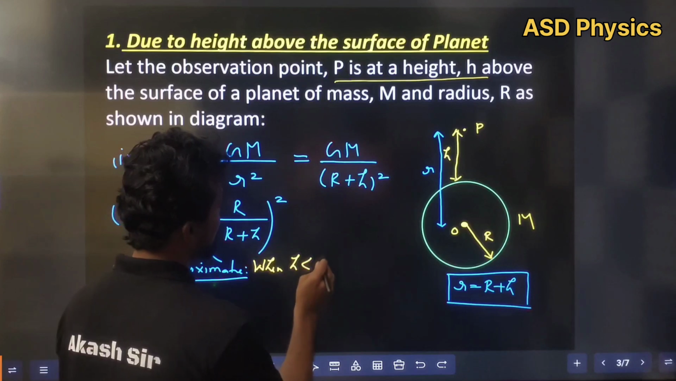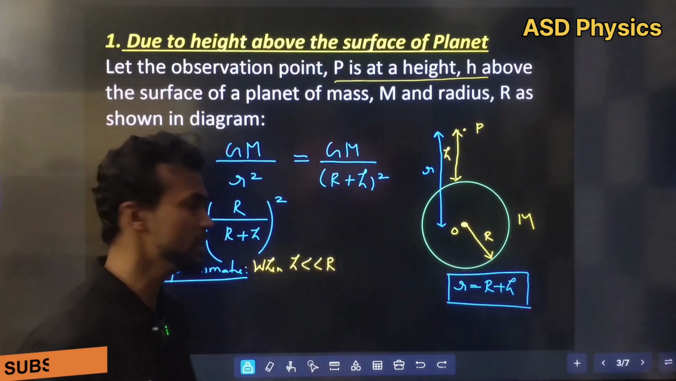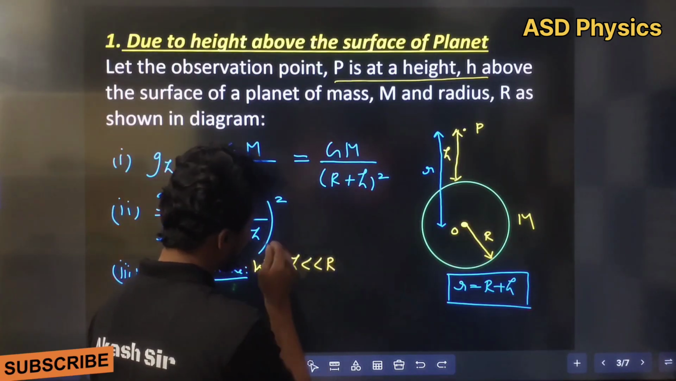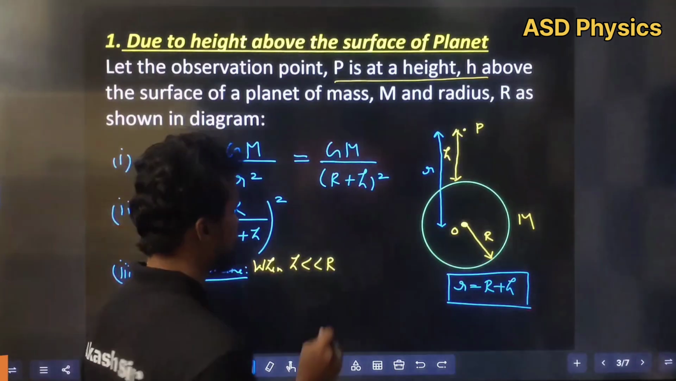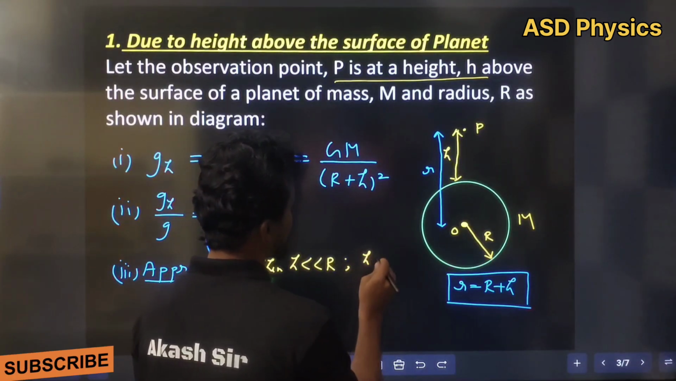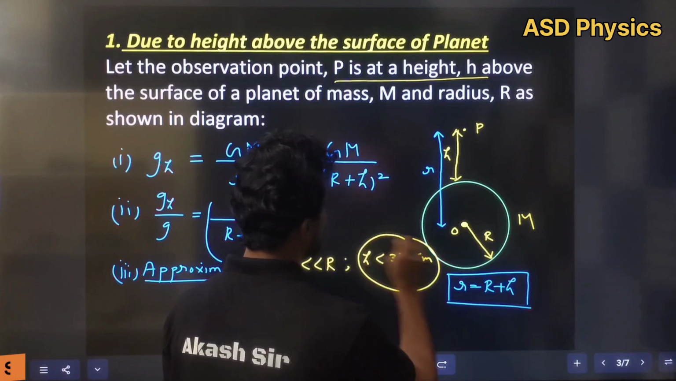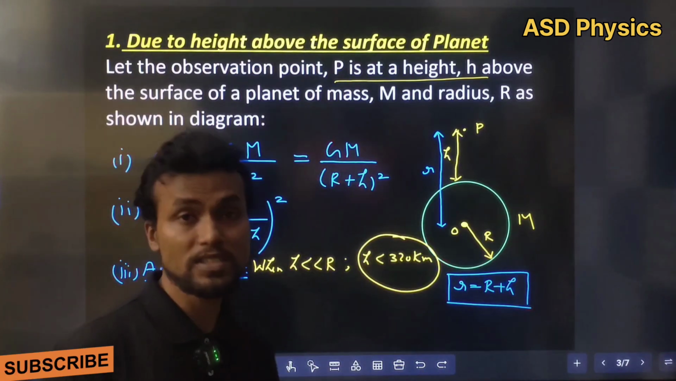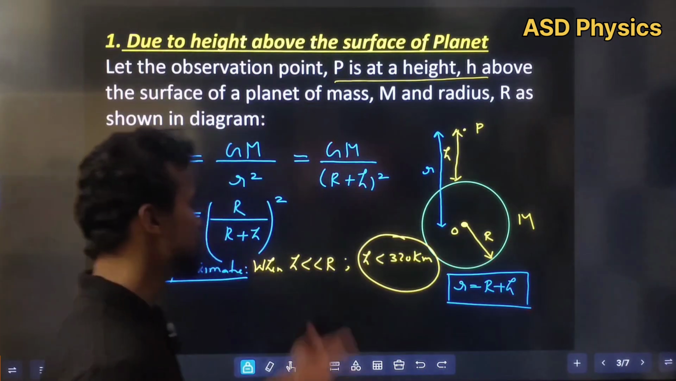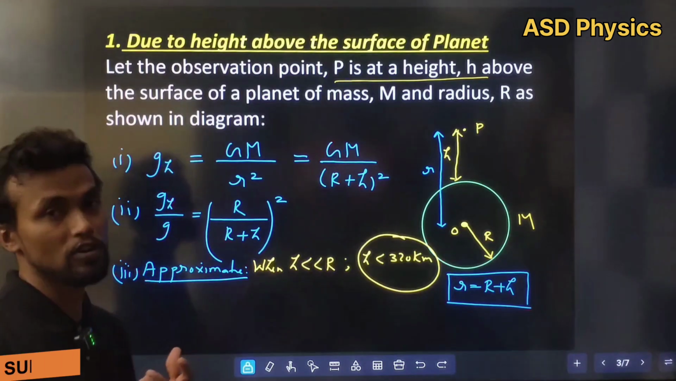When this h is less than r. Especially if we talk for the earth, then this h should be less than 320 kilometer. If we are talking about the earth, h should be how much here? Less than 320 kilometer. Now, in that situation only we can use the approximate formula here.